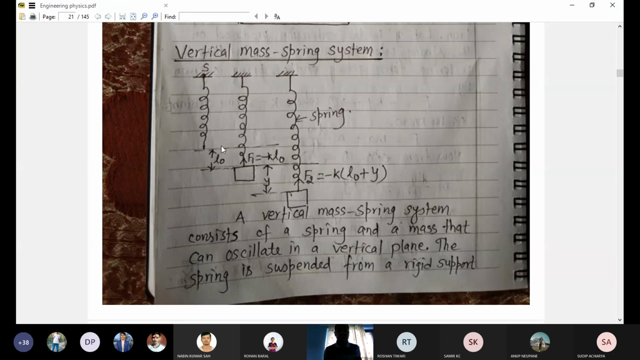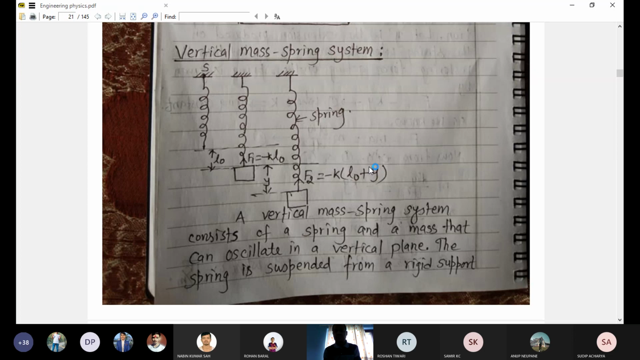In third case? In first case, no restoring force is acting. In second case, the restoring force acting on the spring is F1 equal to minus KL0. But until now, the motion is not oscillatory. But here we are discussing about the oscillatory motion of the system. Now, for the motion to be oscillatory, we are pulling this mass through the length y and then released. In this case, the total extension produced on the spring is L0 plus y. Then the restoring force acting on the spring in third case will be F2 equal to minus K times total extension L0 plus y.